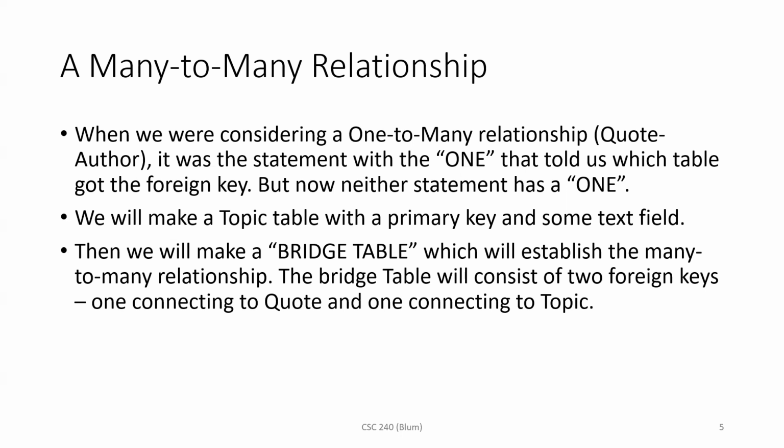So I don't need a foreign key in the topic table. I'm going to make a topic table. It's going to have just a simple primary key and a simple text field. I'll make the primary key an integer, I'll make it auto increment, and then some text field, which will just say simply humor or something like that.